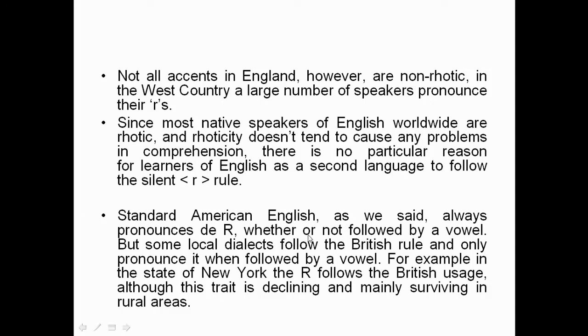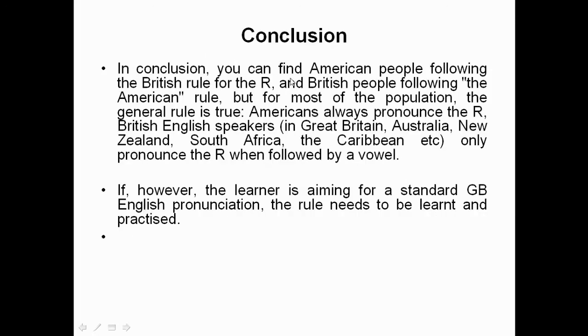So standard American English always pronounces this R, whether or not followed by a vowel. So wherever they find R, Americans will pronounce it. But some local dialects follow the British rule and only pronounce it when followed by a vowel. So exceptions are always there. In America some people pronounce it according to the British rule. In Britain there are certain people who pronounce it by the American rule. So exceptions are always there. Conclusively we can say that we can find American people following the British rule for the R and British people following the American rule.